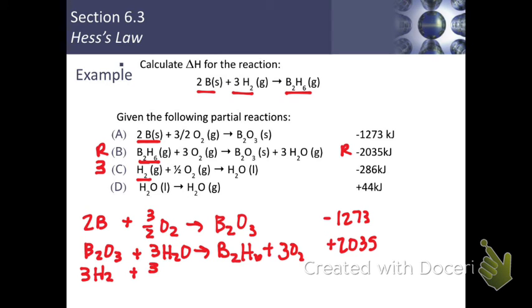3 over 2. 3 halves O2 yields H2O. Okay, this would be the only one I need to keep the liquid with because there's two different types of H2O that happened, so this one up here I'm going to put the G so that it cancels well. We took that times 3, which means we also need to take the H value times 3. So negative 286 times 3 gives me negative 858. And then the last reaction we didn't do anything with.